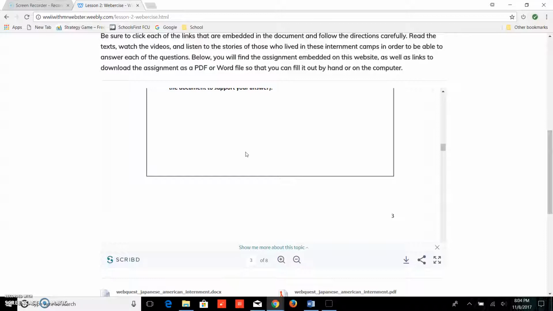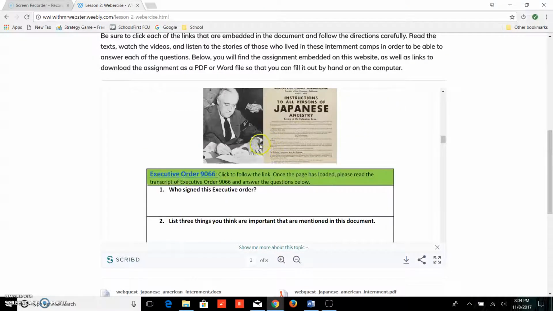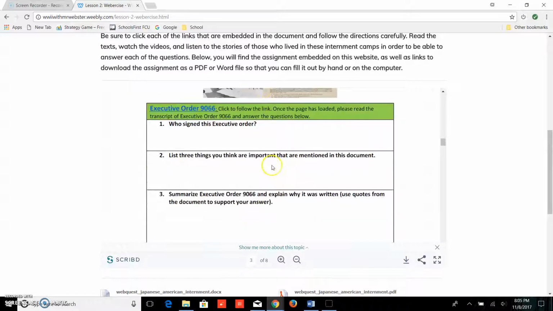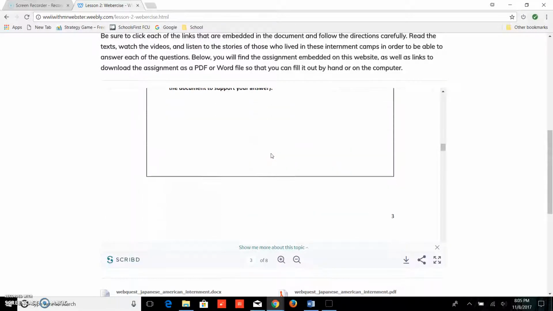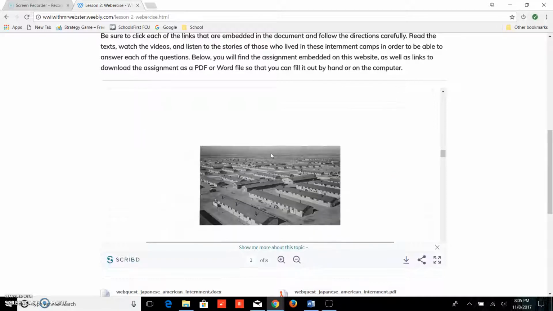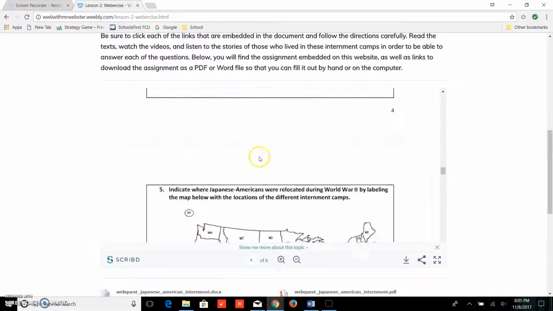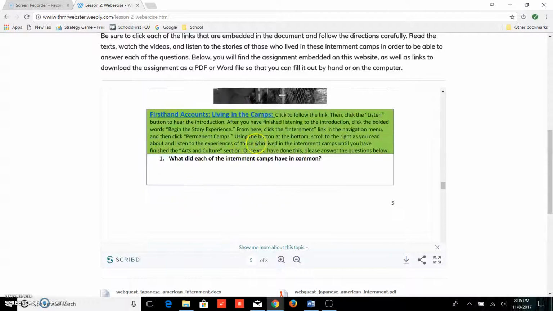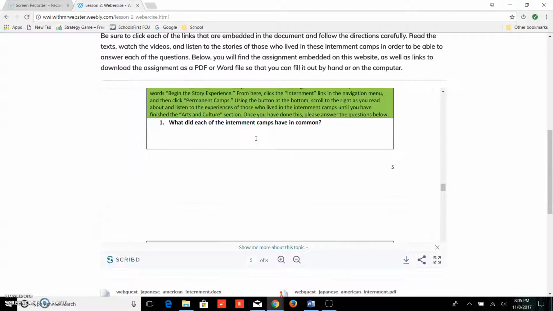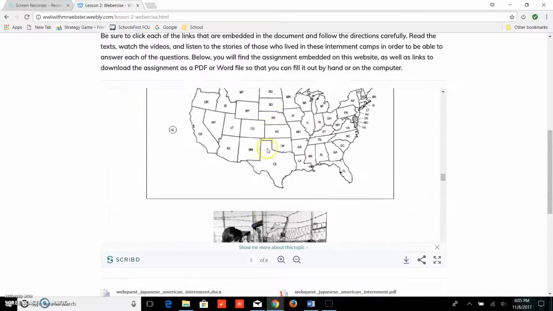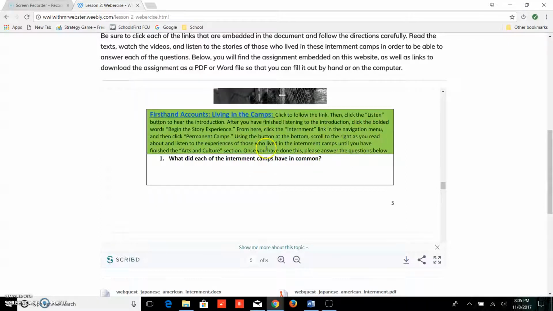I also have them analyzing primary source documents, like right here, the executive order itself, and I have them listening to the words of those who actually lived in the internment camps, which is down here. It's part of an interactive media experience created by the Smithsonian. So they're challenged to make sense of that information themselves. So not only do they study the process of internment and the conditions of the camps, they're also studying it from the perspective of those who actually went through it.